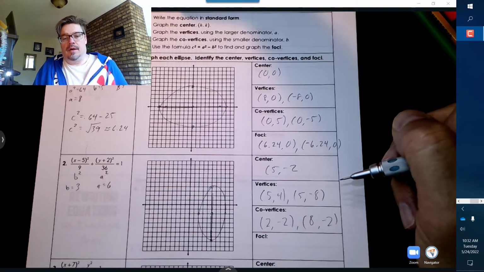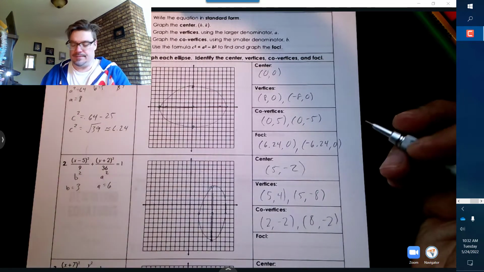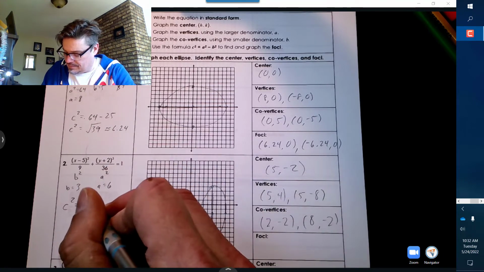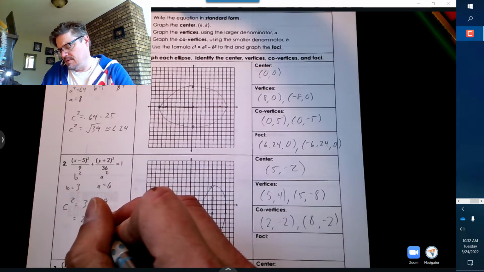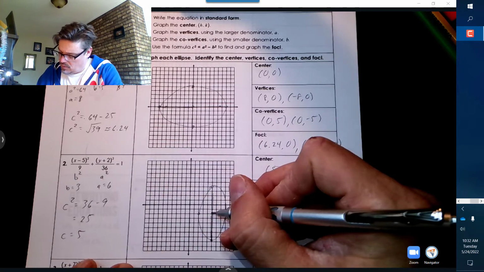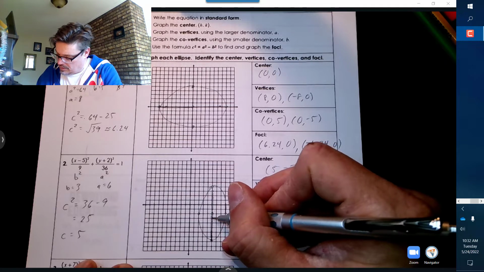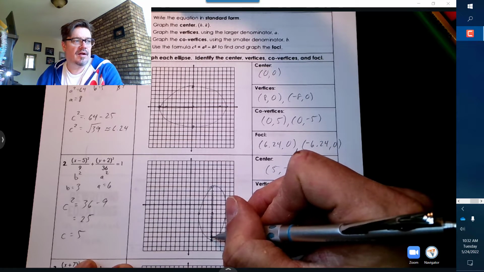All right, so foci. We've got to go to this formula here, and we've got 36 minus 9, and that's 25. So that means c is 5. So that means we go 1, 2, 3, 4, 5. 1, 2, 3, 4, 5. So we are actually right there.